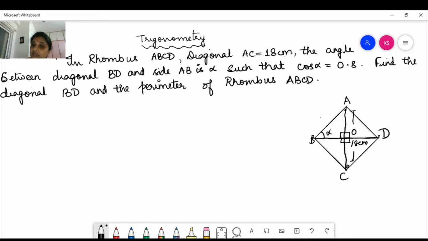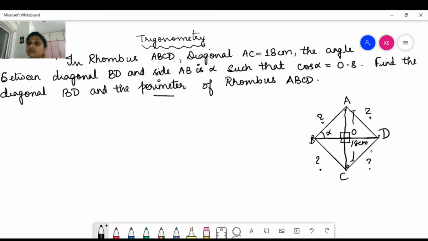So for that, we need to know the measure of these sides, which is unknown. So first, let's draw the figure and try to mark what is known and what is unknown. For you to find the perimeter, you need the measures of the sides. Now if you find one side, that is sufficient because it's a rhombus.